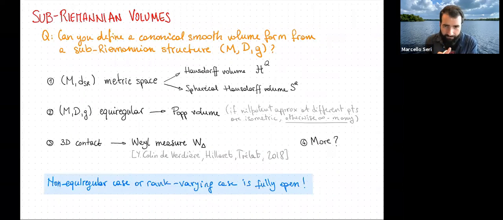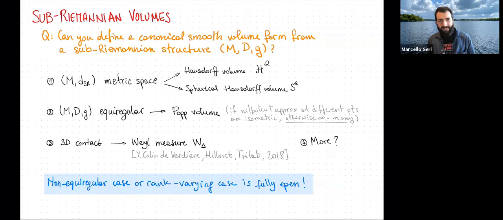There is a problem because it's unique when the isometries are transitive, but if the nilpotent approximation, that is essentially this graded Lie algebra, at different points are not isometric, then there are infinitely many Popp volumes. So it's good, not always good, but at least it's good in a lot of cases.